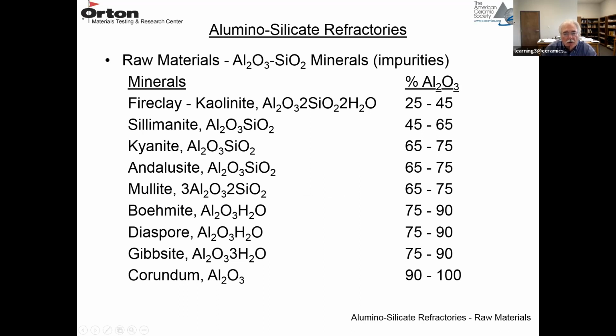Now all these minerals have impurities. So these are the same minerals, and when you have impurities, you're going to have a range of alumina contents. So clay may be 25 to 45%, sillimanite 45 to 65%, kyanite 65 to 75, andalusite 65 to 75, mullite's the same, 65 to 75, and then the hydrated aluminas, boehmite, diaspore, and gibbsite maybe 75 to 90%, and corundum is 90 to 100%.